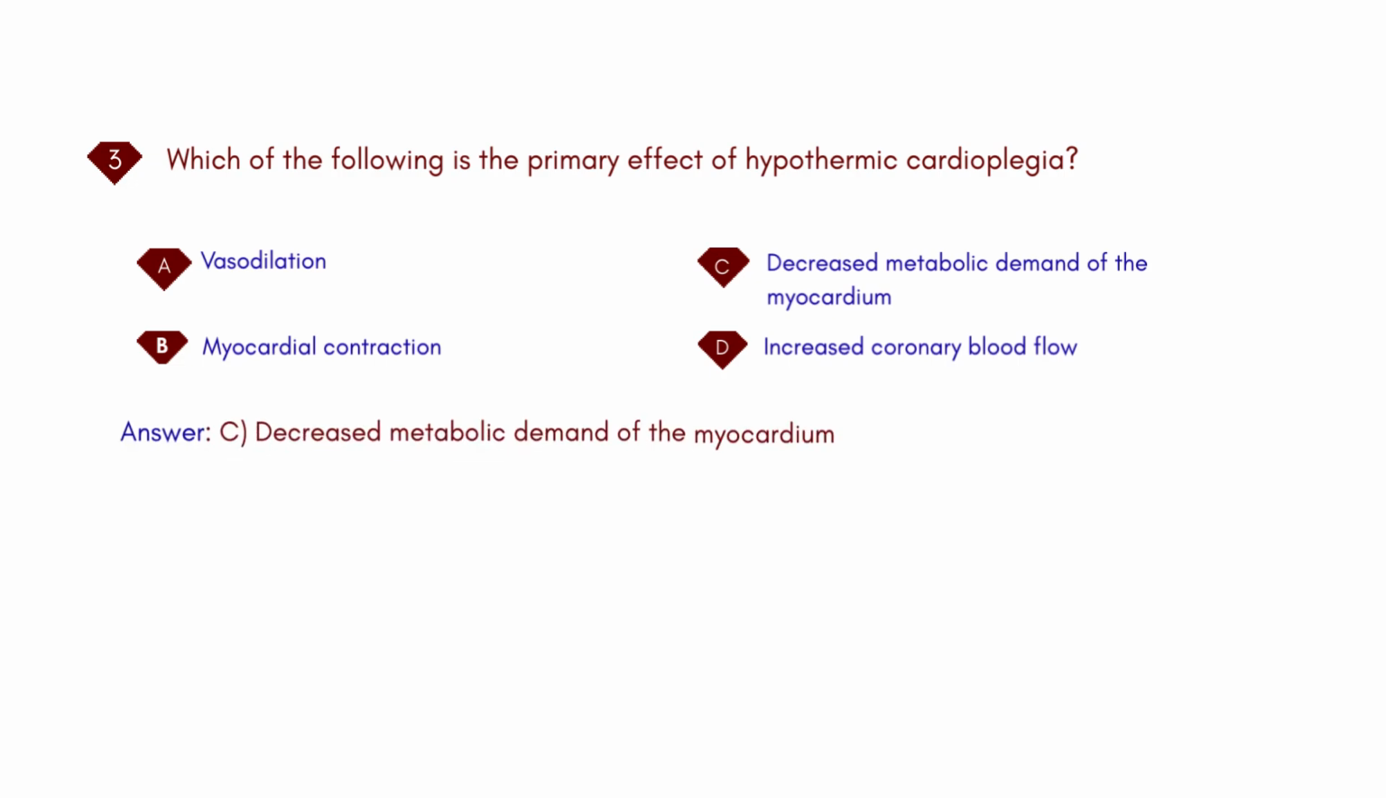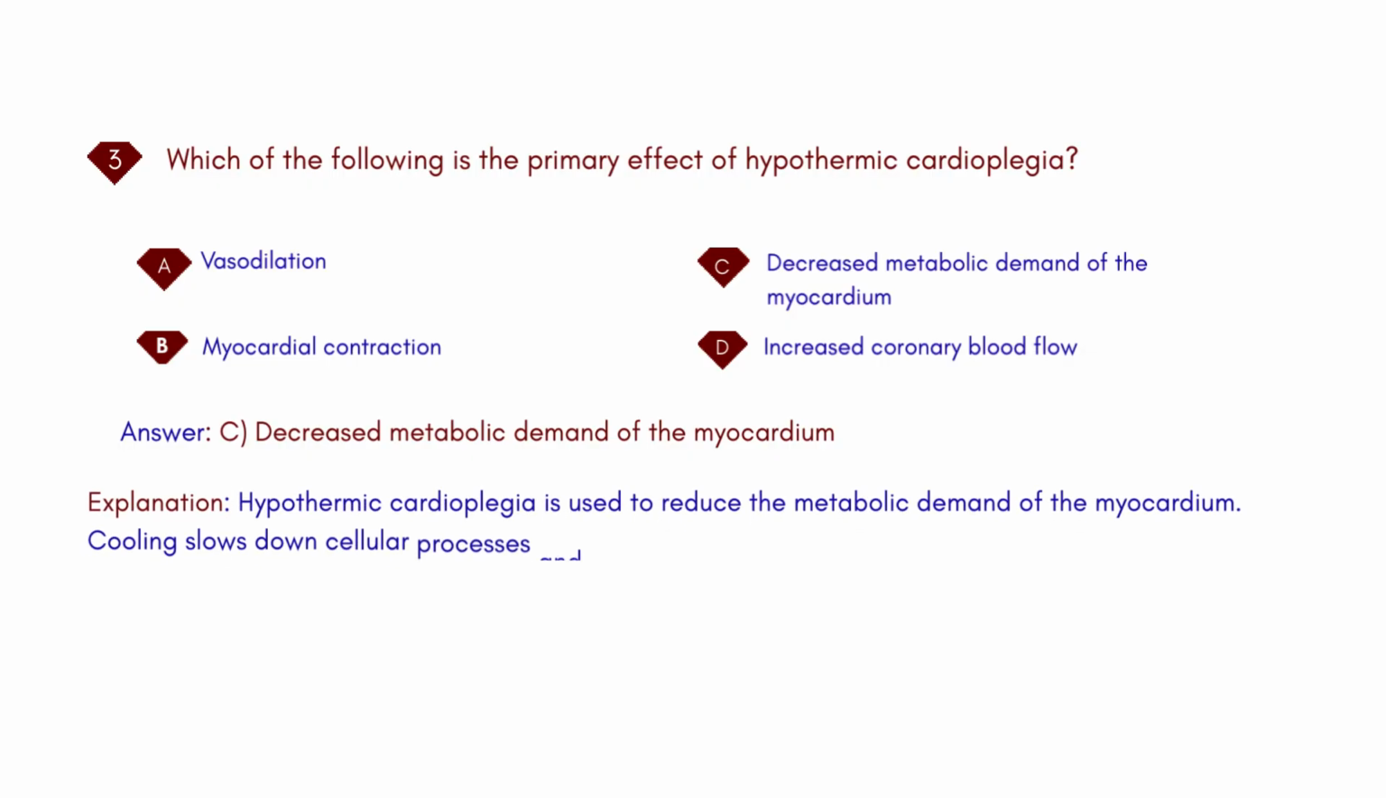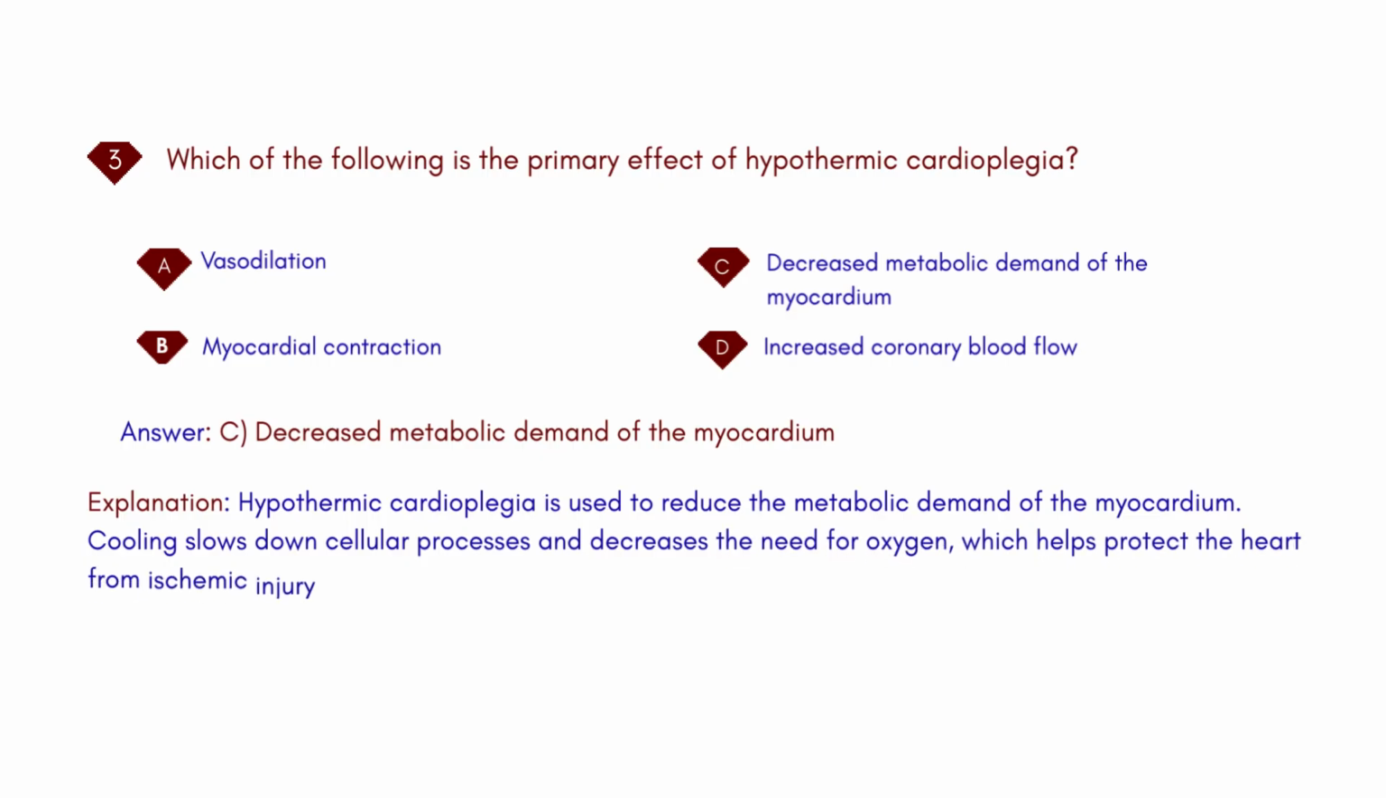Answer: C. Decreased metabolic demand of the myocardium. Explanation: hypothermic cardioplegia is used to reduce the metabolic demand of the myocardium. Cooling slows down cellular processes and decreases the need for oxygen, which helps protect the heart from ischemic injury during surgery. It also makes the myocardium more resistant to ischemia.